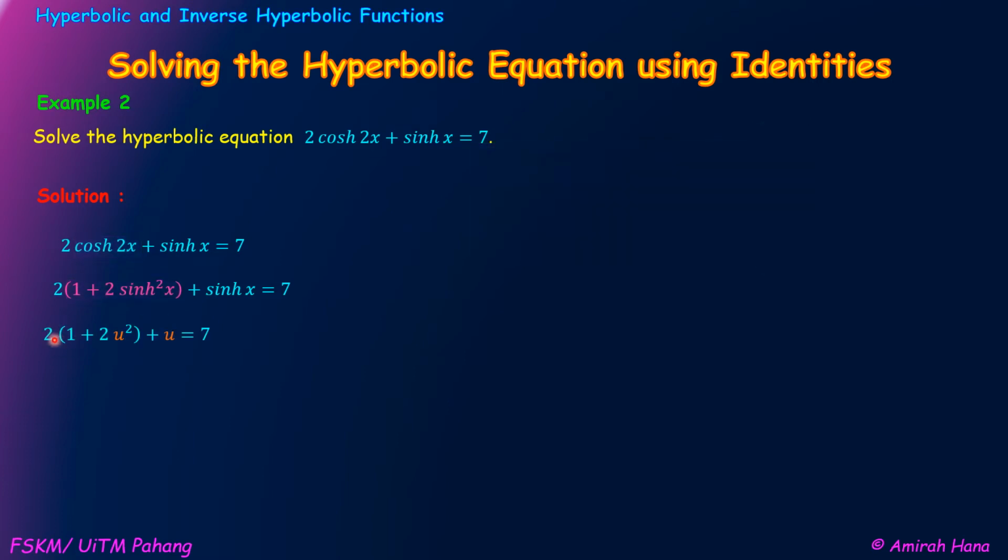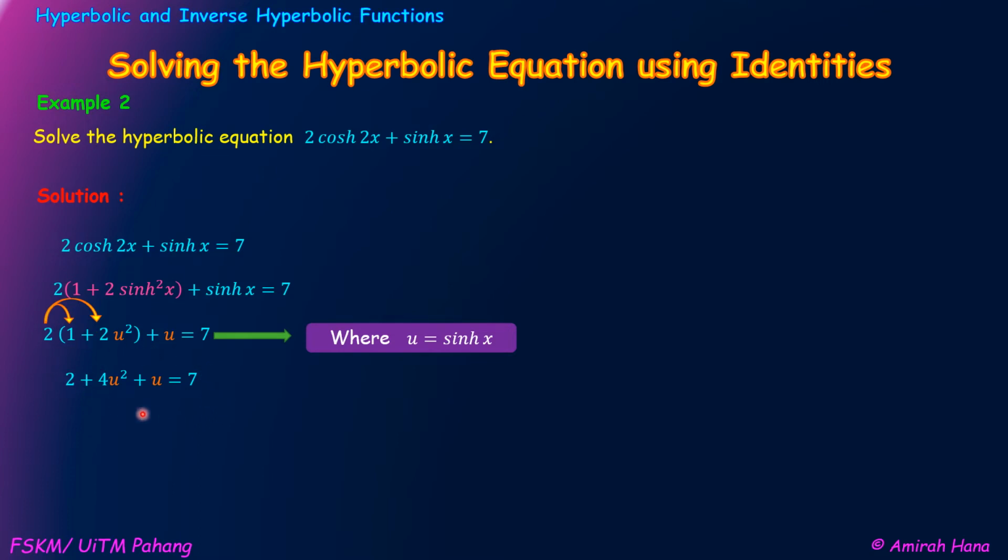After that, we can write 2 times (1 plus 2u squared) plus u equals 7, where u equals sin x. Then we need to expand this. We multiply 2 and 1, and we multiply 2 and 2u squared, so we got 2 plus 4u squared, and then plus u equals 7.